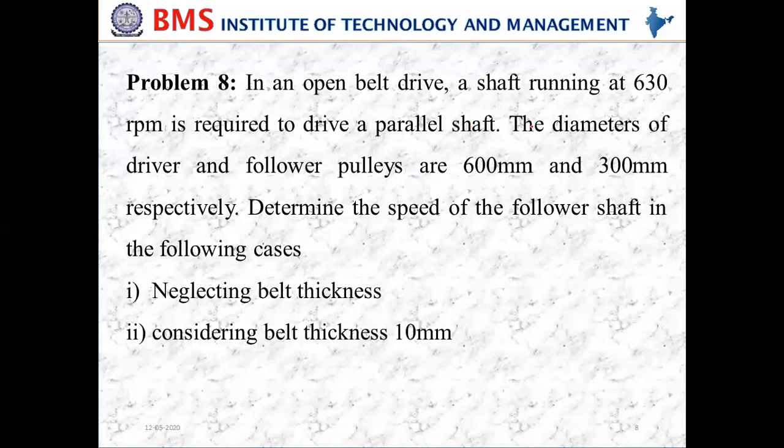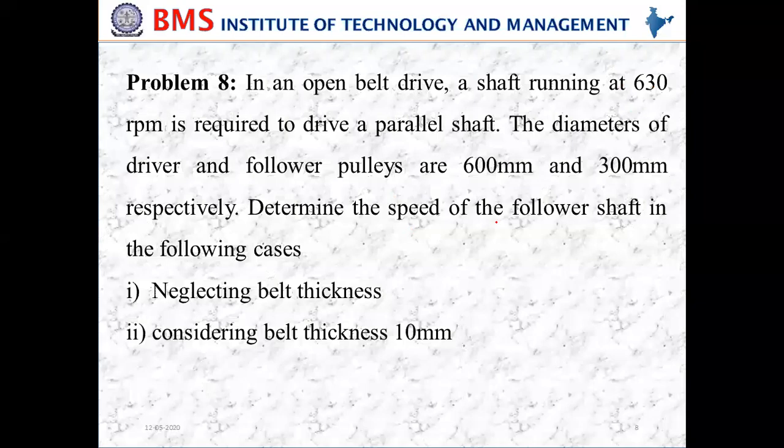The diameters of the driver and follower are given. The diameter of the driver is 600 mm, and the diameter of the driven is 300 mm. The driver speed is given as 630 rpm. Determine the speed of the follower shaft in the following cases.